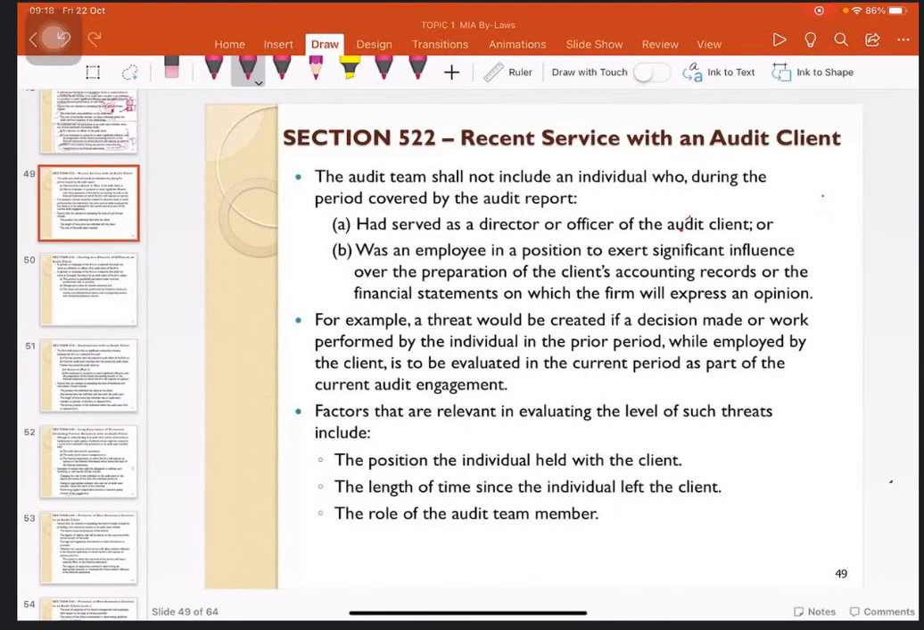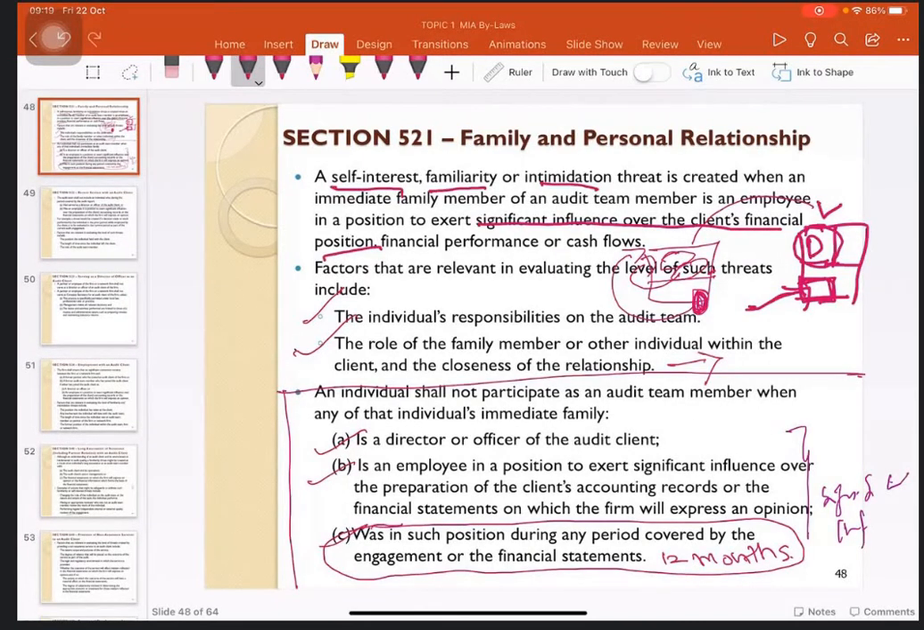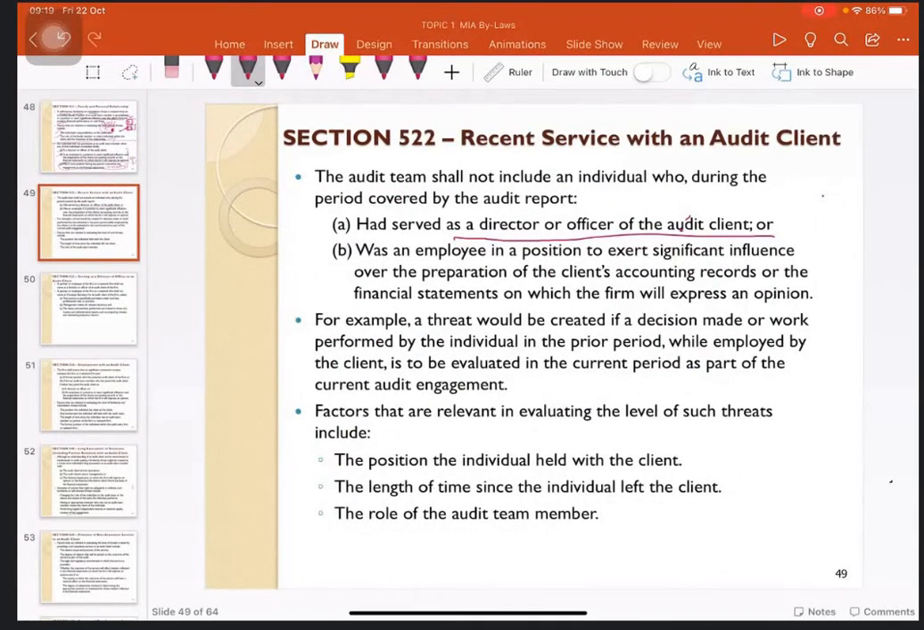Okay, next one adalah recent service with the audit client. Okay, the audit team shall not include an individual who, during the period covered by the audit report, has served as a director or officer of the audit client. Okay, dia sama juga dengan tadi lah ya. Tadi, katakanlah, no sorry. Katakanlah bahawa this one adalah, you all boleh faham tak? Saya ada explain ke this one ya.